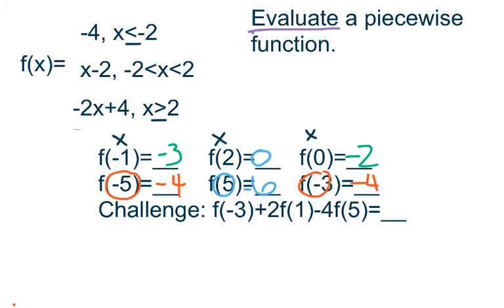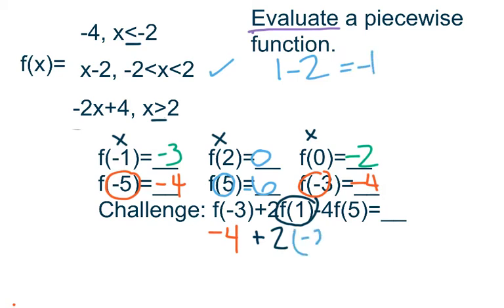So when we plugged in f of negative 3, our answer was negative 4. We didn't do the next one, but we'll go ahead and do it. So I'm going to do f of 1. So 1 falls into the middle category, this one. I'm going to replace that x with 1, and so my answer is negative 2. So negative 2, negative 1.